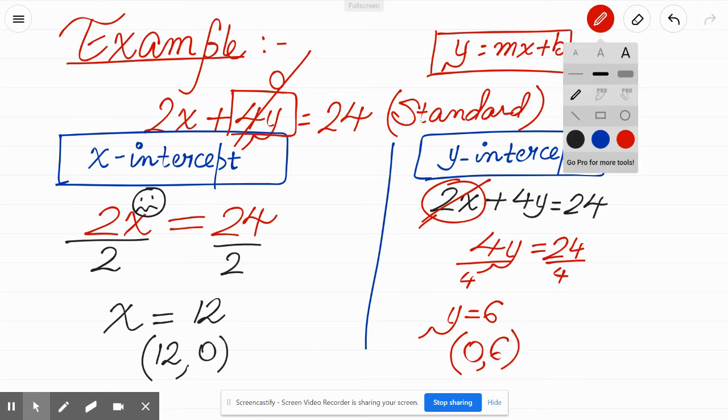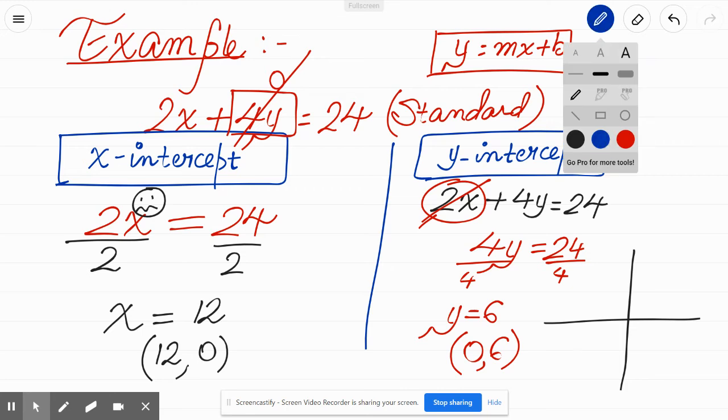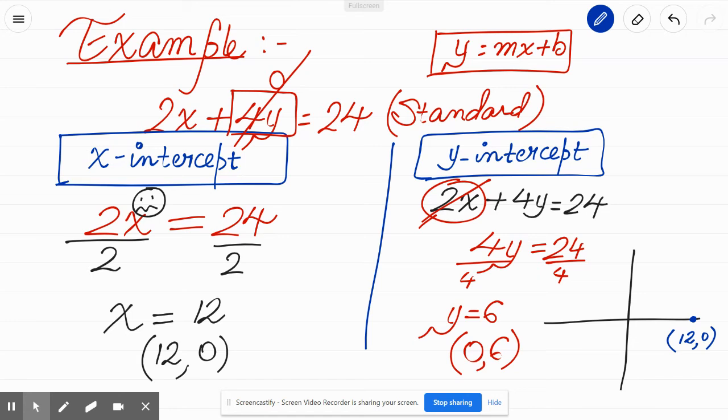Now, intercepts are very helpful in helping you graph the function also. So what you basically do is you have both of your intercepts and you can plot them on the graph. So my x-intercept is 12 and 0, and (12, 0), let us say, is here. And my y-intercept is (0, 6). The y-intercept, let us say, is here.